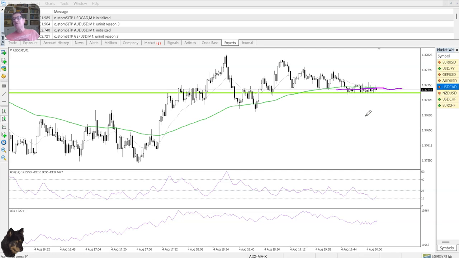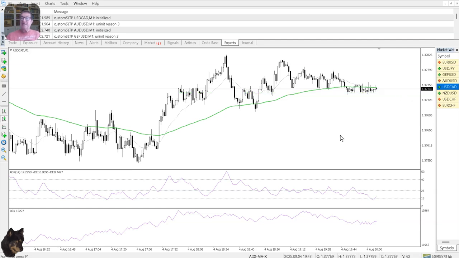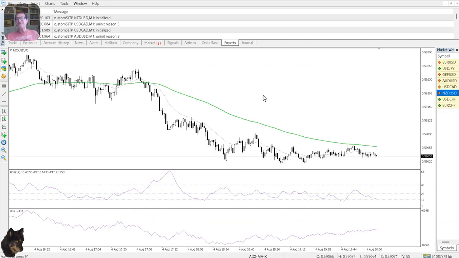And how long will this last? That's anybody's guess. So I'm not going to waste my time on this. There is simply no trade opportunity here as well. So let's do one last one. And I think you got the gist. New Zealand dollar, US dollar.